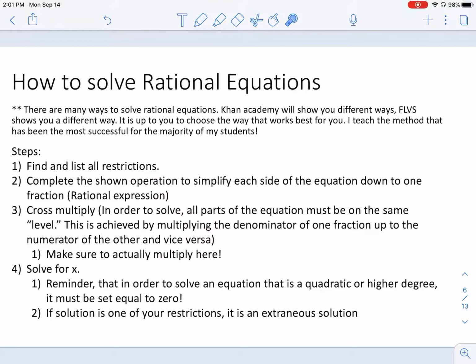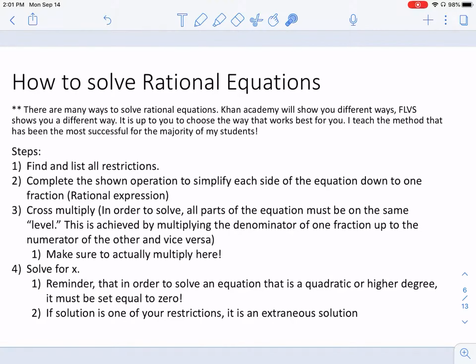Once we have one fraction, a rational expression, on both sides of the equal sign, we're ready to cross multiply. And we just looked at that on the other slide. So in order to solve, all parts of the equation must be on the same level. And what do I mean by that? We need everything on the level of the numerator, which is why we multiply that denominator over to the other fraction. So that's that cross multiplication. And I do give the reminder to make sure that you are actually multiplying at this step. Once you've done your cross multiplication, you're ready to solve for x.